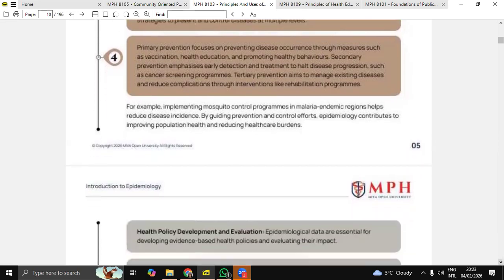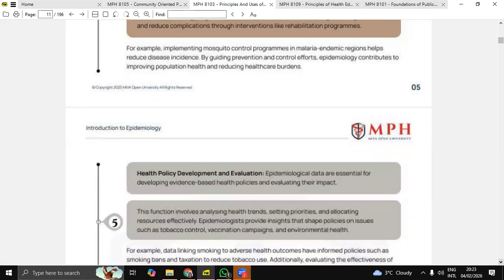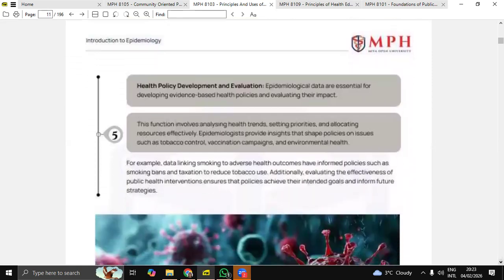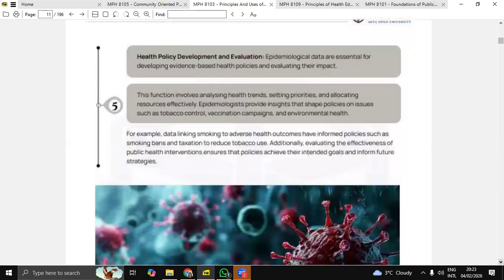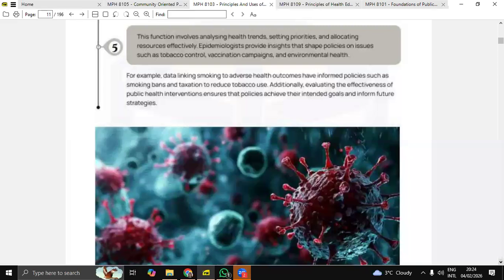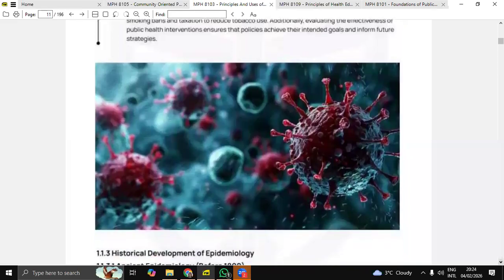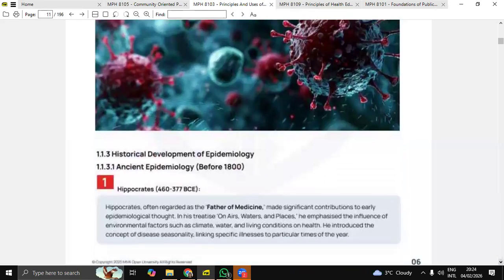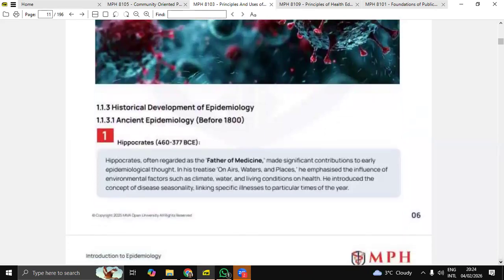And then we have health policy development and evaluation. So health policy depends a lot on epidemiological data. We have to provide evidence. It is through data that we can generate evidence and now be able to formulate policies. So that's for the definition and the core functions of epidemiology.